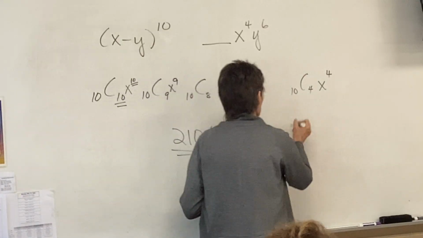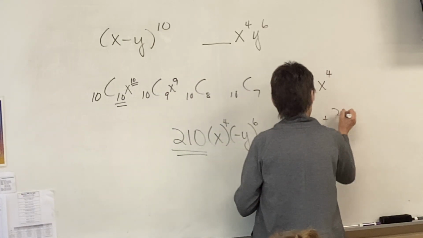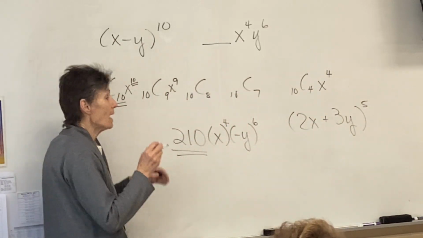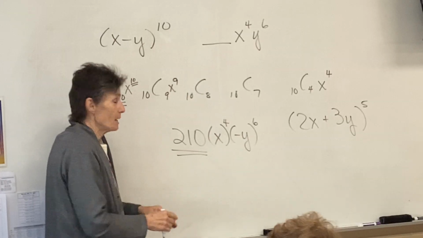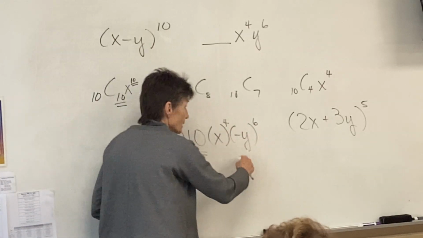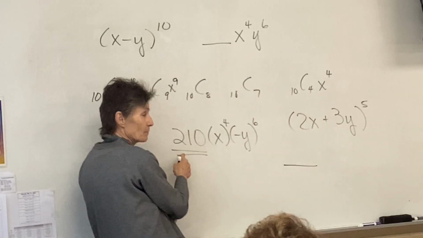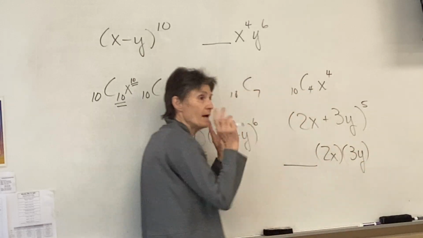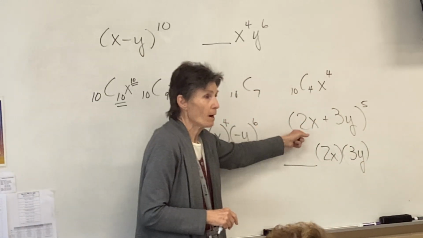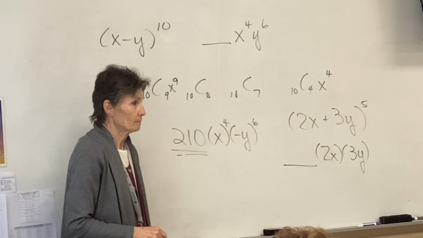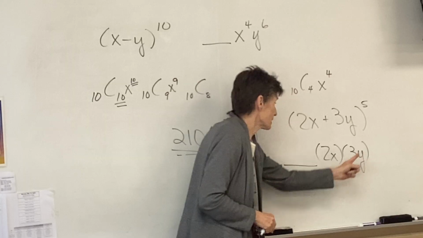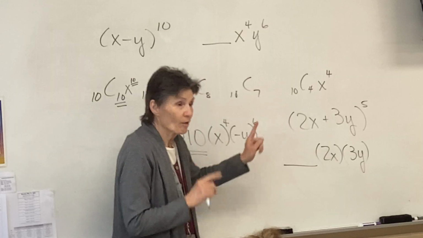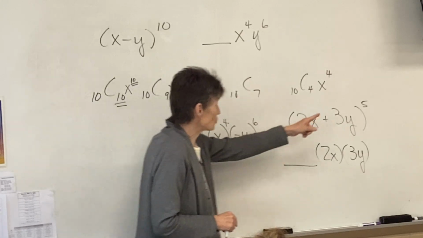All right, find the third term of 2x plus 3y to the 5th. Now, every term has 3 parts to it. It has a coefficient. It has, in this case, a 2x and a 3y. Every single term for this problem will have that: a coefficient, some power of 2x, and some power of 3y. We want the third term. Now, this is only to the 5th power.